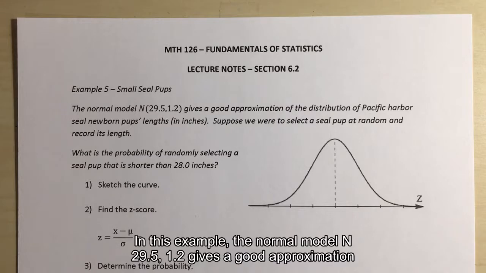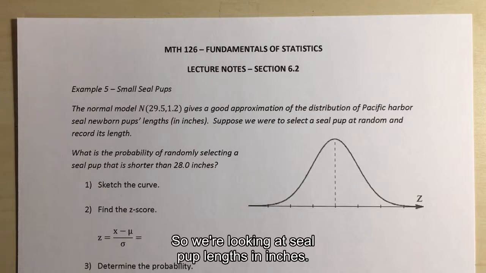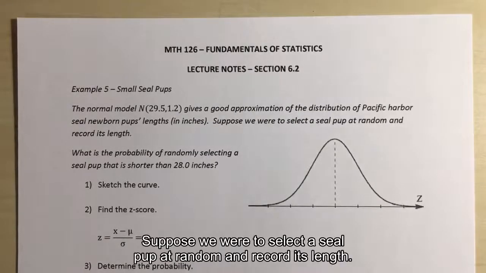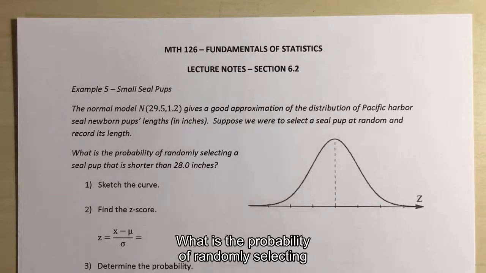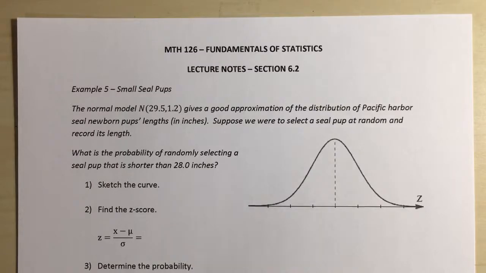So in this example, the normal model N(29.5, 1.2) gives a good approximation of the distribution of Pacific Harbor seal newborn pups' lengths in inches. Right, so we're looking at seal pup lengths in inches. Suppose we were to select a seal pup at random and record its length. What is the probability of randomly selecting a seal pup that is shorter than 28.0 inches?